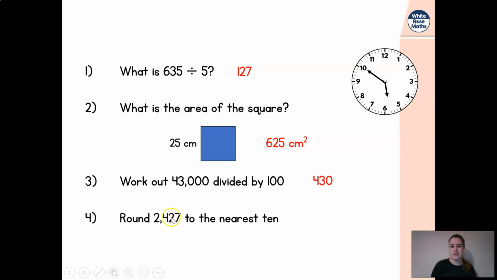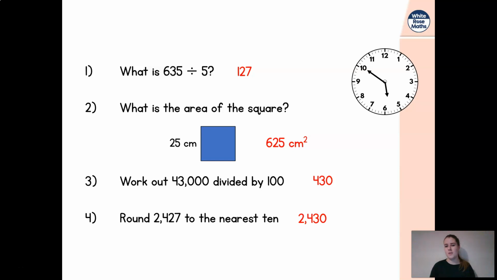So if we're rounding it to the nearest 10, okay, it's the tens number that we're looking to potentially change, okay? 5 or more, raise the score. 4 or less, let it rest. Well, it's higher because we're looking at our ones, which means that rounds up to a 3. So my answer would be 2,430, okay?